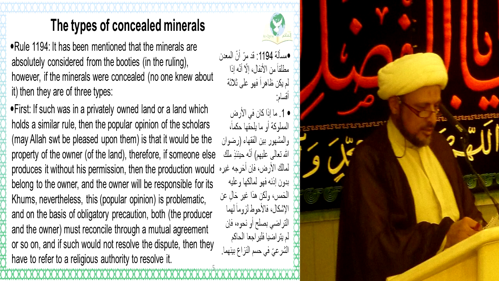So number one, the case where it is not ظاهر. ما إذا كان في الأرض المملوكة. He said قد مر أن المعدن مطلقا من الأنفال. These are spoils. What does that mean? Why does he say that the ma'dan is from the spoils? What was the ruling of the spoils? They do not belong to individuals. They belong to the government. The imam decides how to distribute.